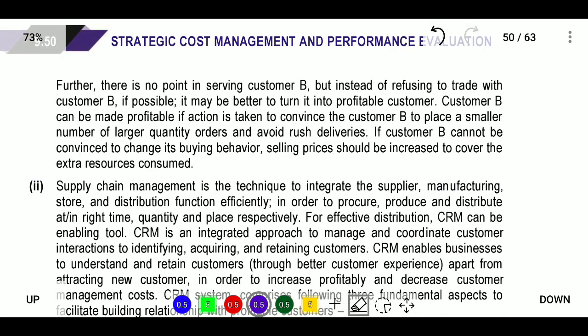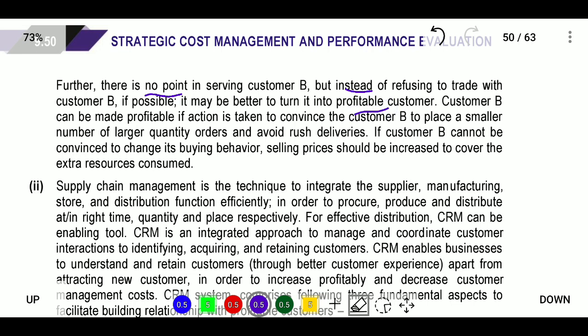Further, there is no point in refusing to trade with customer B. B is a loss-making customer, but there is no point in serving and then refusing to trade with customer B if possible. So we will not avoid that person, and we will convert that customer. It may be better to turn them into a profitable customer.